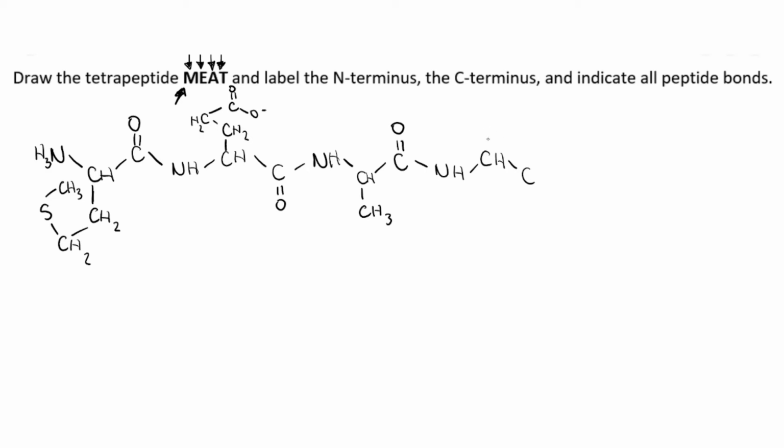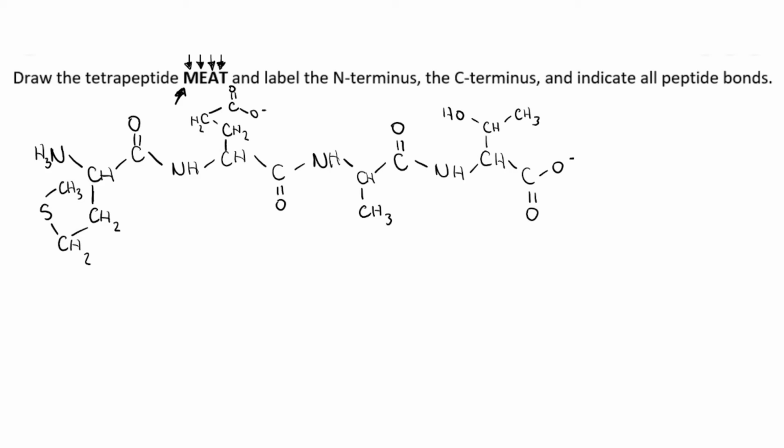And then we have our next carbon, which has 2 oxygens bound to it, nitrogen satisfied, and then the last R group is threonine, which has a carbon bound to a methyl group and a hydroxyl group. And then the last carbon is a carboxylic acid. Okay, and then that is our tetrapeptide MEAT.